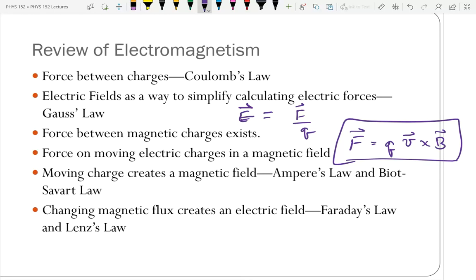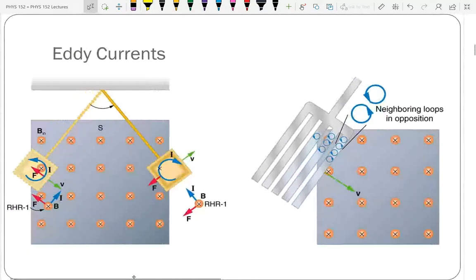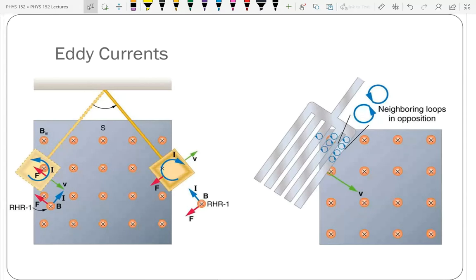And then finally, we had Faraday's law of induction and Lenz's law, that a changing magnetic flux will create a voltage difference that acts like a battery, hence the term EMF, and Lenz's law tells us which direction it's going to be. Now some really fun demonstrations. One that I'm going to show you right here.